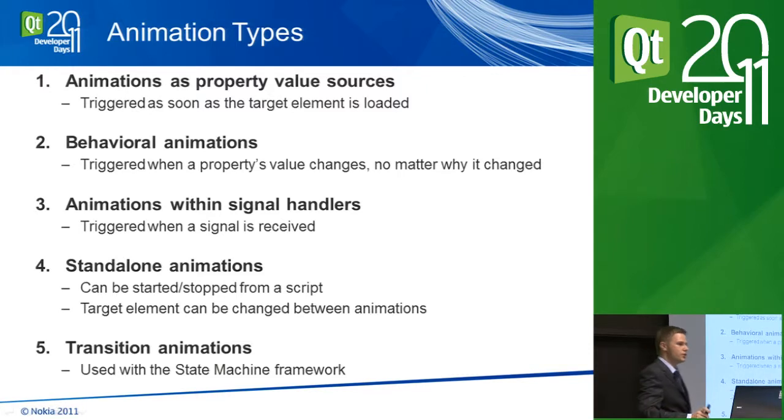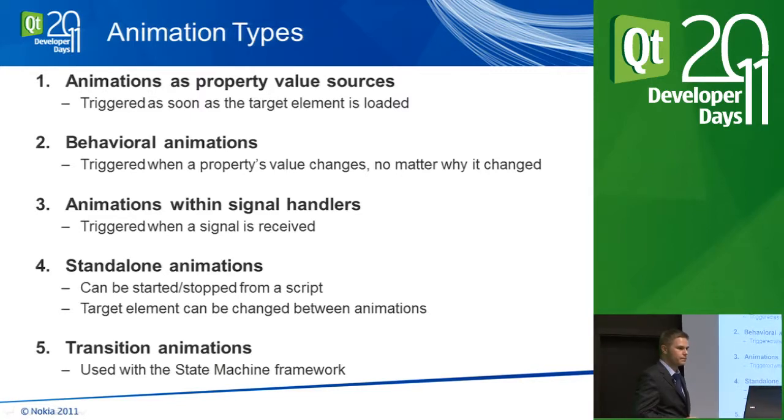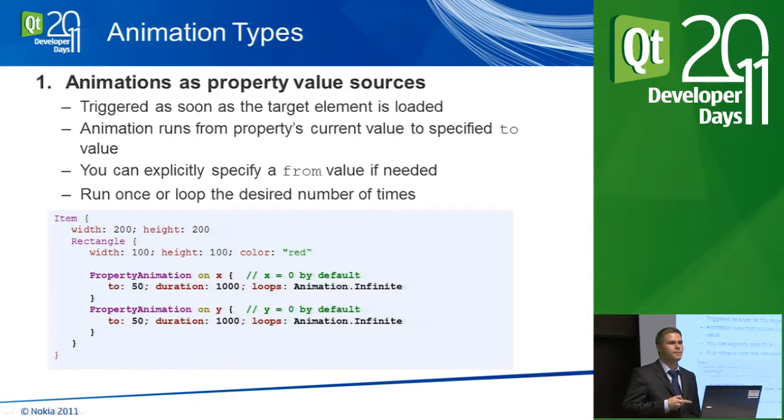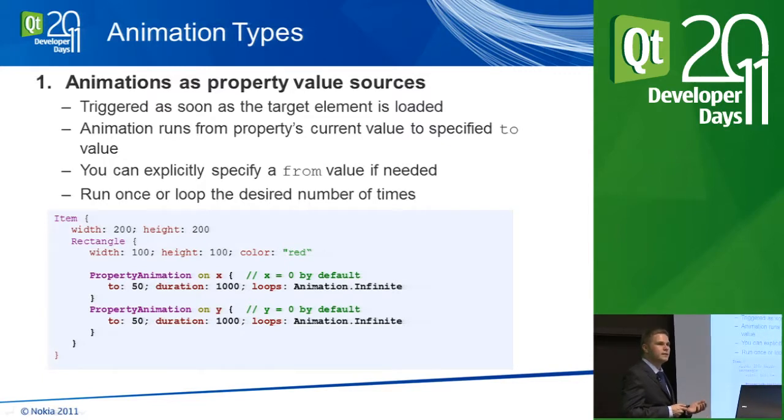And then finally we have transition animations, which basically means that we can use animations in transitions of QML state machines. So now we go to some details of these specific types of animations, but I think we'll just go through this in a high-level overview, not go into the specific details. This is just to give you an idea of what capabilities this mechanism has.